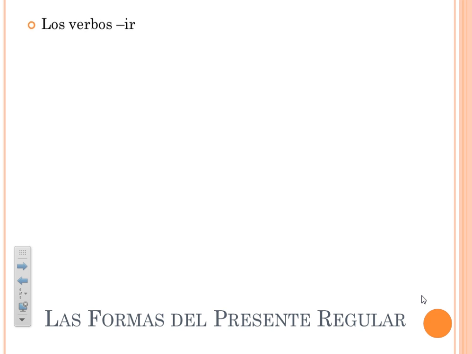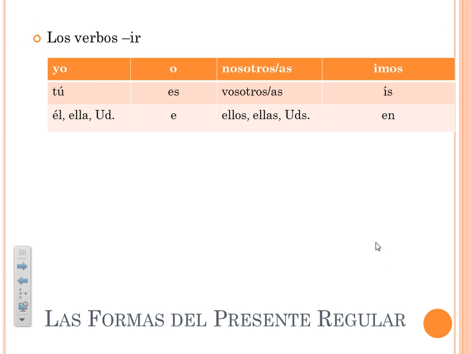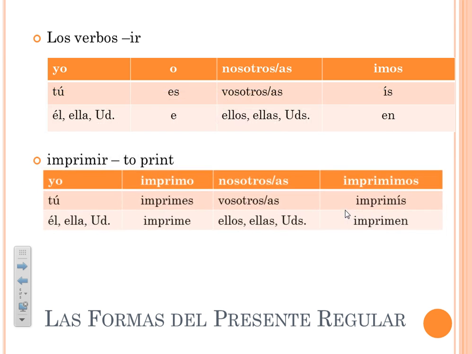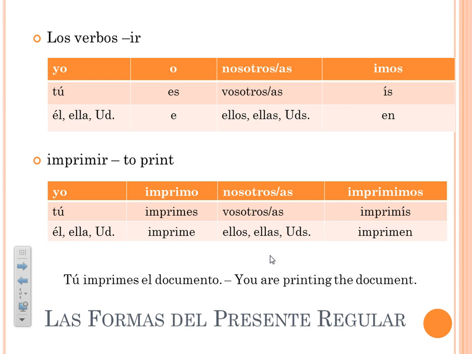Okay, más del presente regular, los verbos IR, so IR verbs. Very similar endings to ER verb endings, except for in the nosotros and the vosotros. There we switched to an I. Example for you is the verb imprimir, and used in a sentence, tú imprimes el documento. You are printing the document. And remember, this is just the other use of the present tense. It can be the ing or the gerund form of the verb.